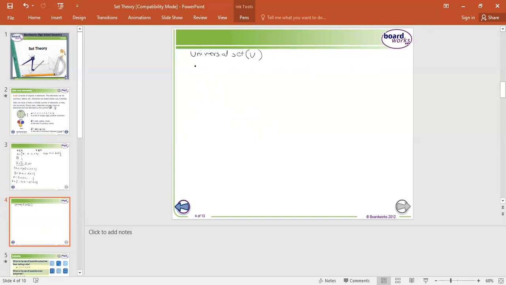Next, we will see the power set, the set of all the subsets of set A. Subsets of set A is called as the power set of A. It is denoted by P(A). If a set A contains n number of elements, then its power set P(A) contains 2 raised to n number of elements. If A equals 2, 3, then all possible subsets of A are empty set.